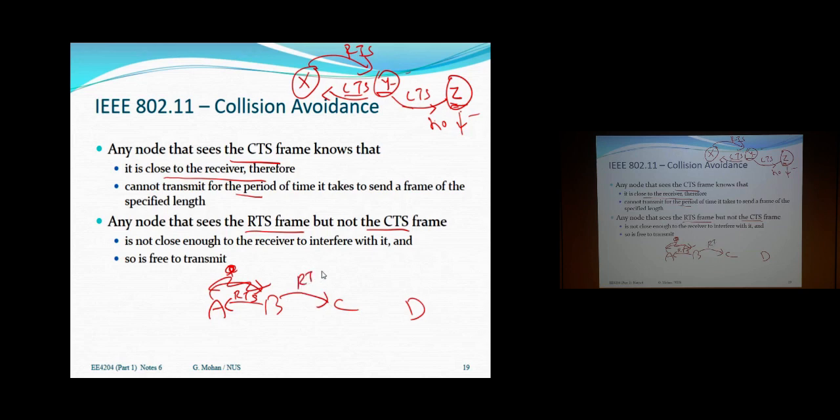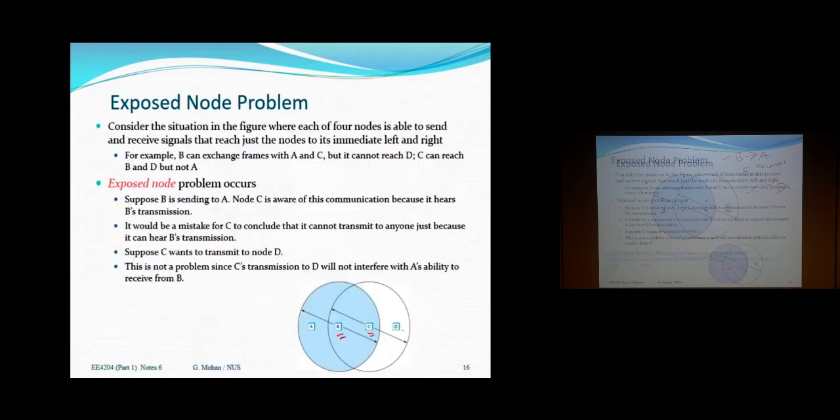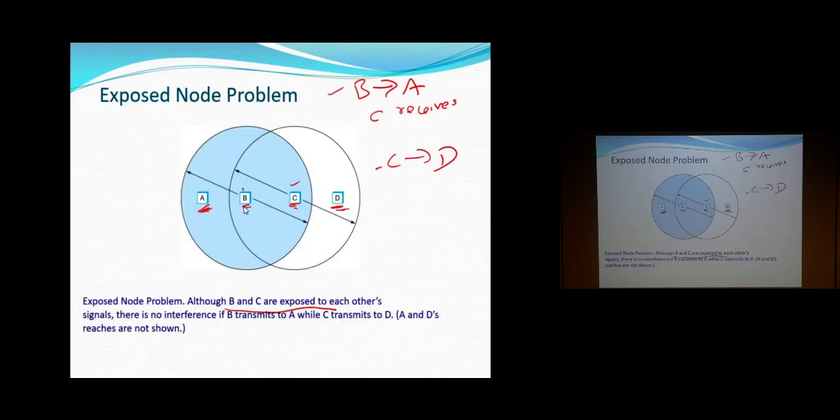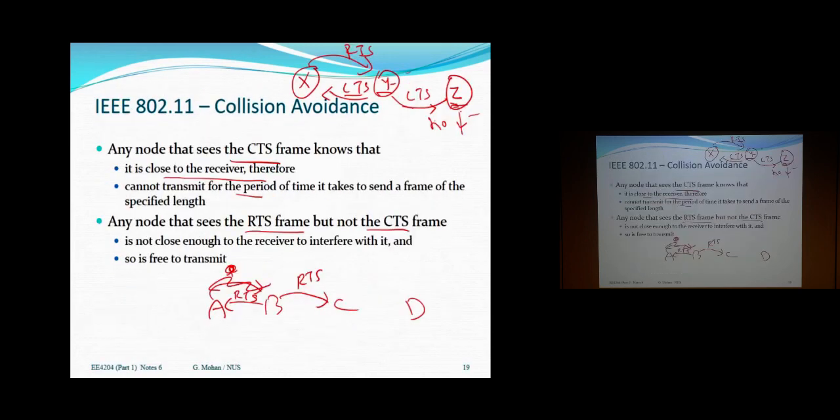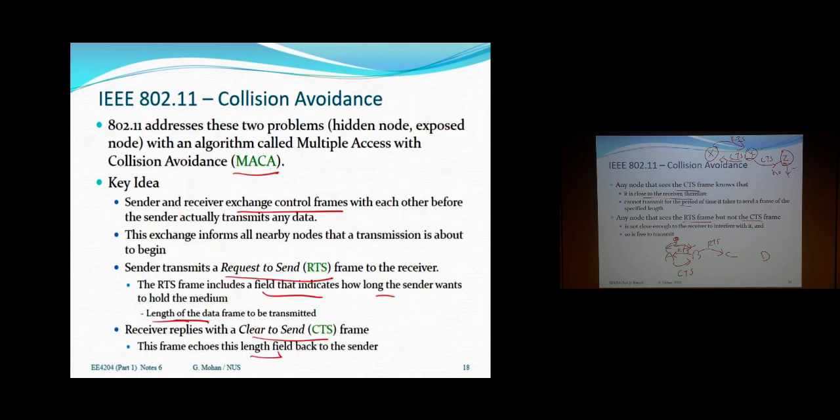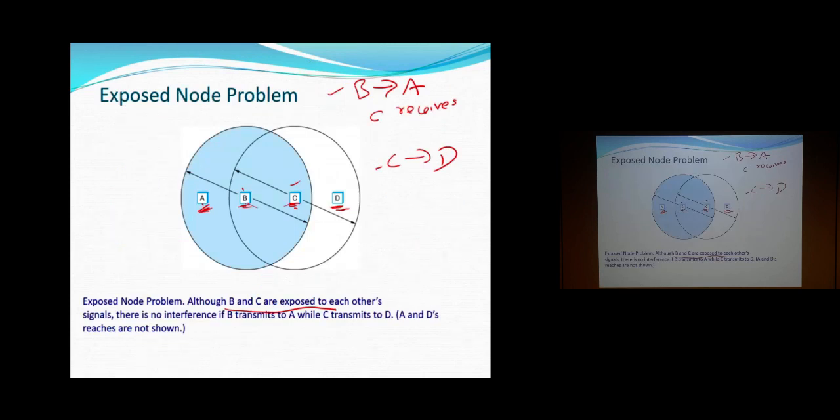C also receives the same RTS frame, because B and C are within range. B sends an RTS frame to A, so the same RTS frame will be received by C also. Now, this communication is meant between B and A, so A will respond with CTS.